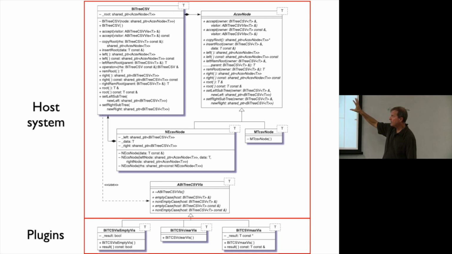So that host system is just like what we did with the bytree CS that we're doing right now. All right, so that's the host system, and now the plugin uses the abstract visitor class, right?